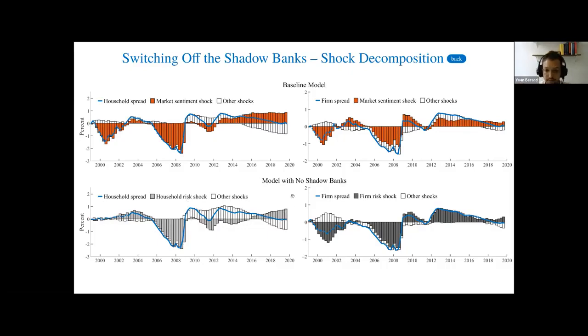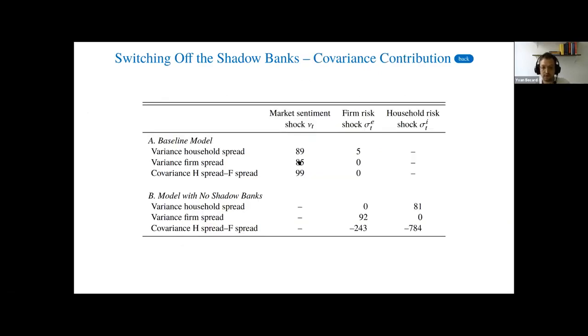So basically, without the shadow banks, the way the model matches the two spreads is by having one shock that explains one spread and another shock that explains the other spread. In our baseline model, our market sentiment shock is able to match the movement in both spreads. So we have one shock that explains the movement in the two spreads and in other variables. Another way to see that is that with the shadow bank, the market sentiment shock explains almost all of the covariance of the two spreads.